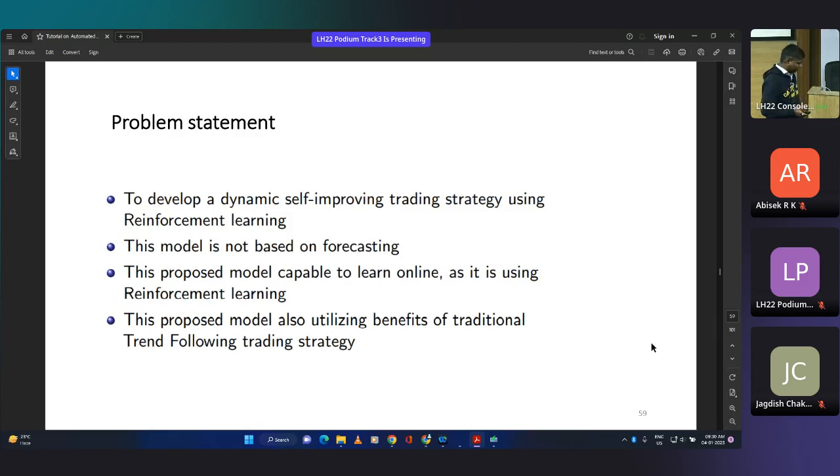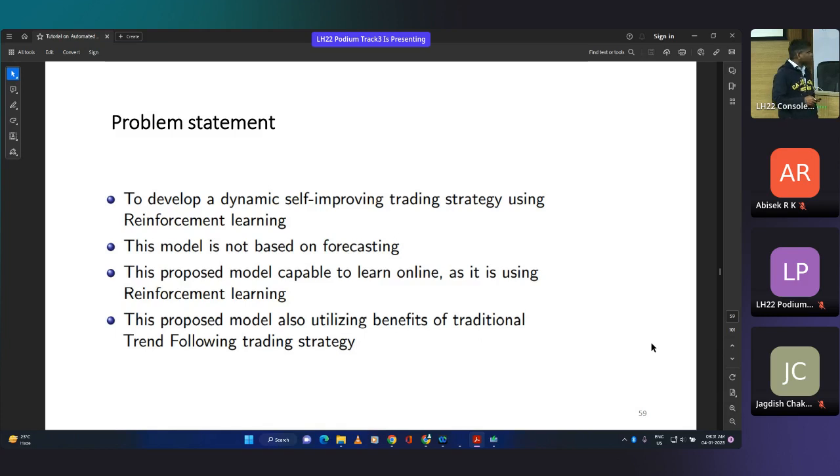The basic problem statement is that a static trading strategy does not always work. It should be dynamic, or it should be updated. In reinforcement learning, online learning happens. Every time the agent is interacting with the environment, its policy is updated.